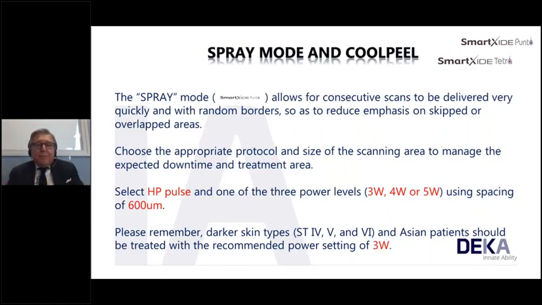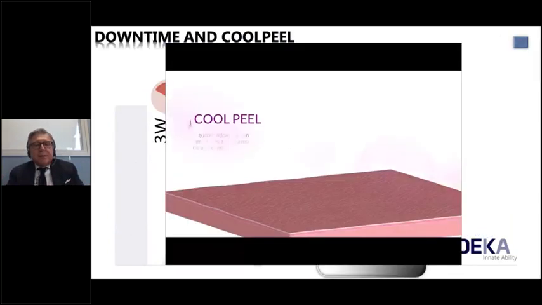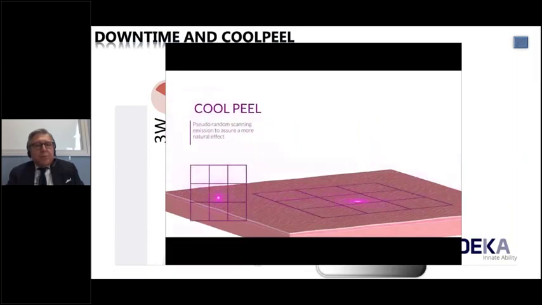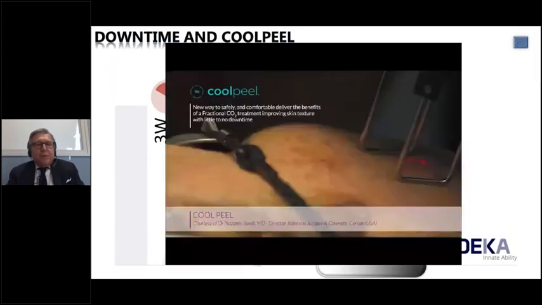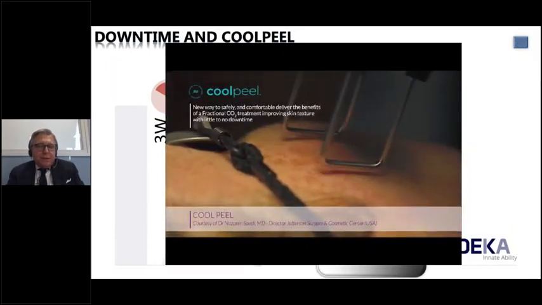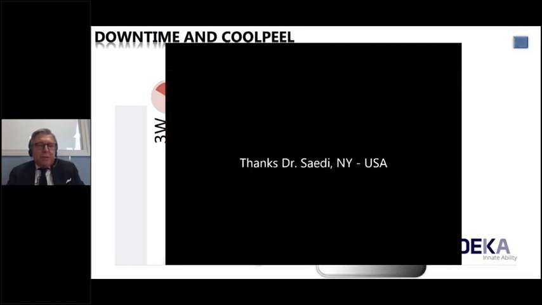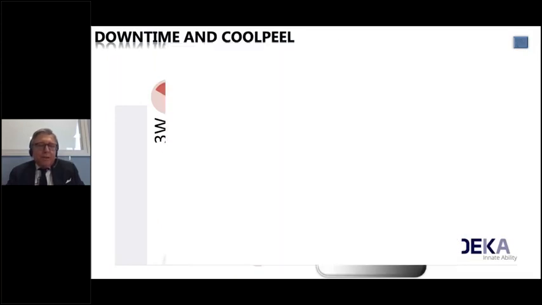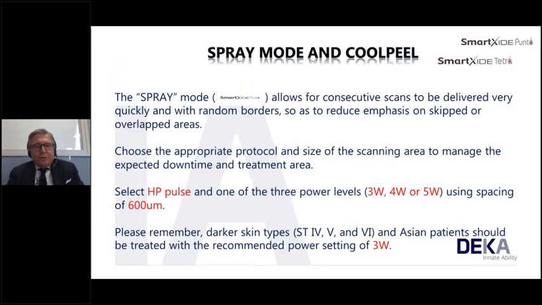We have different levels of intensity, which can be soft or less soft in the usage. You see now the cool peeling. You have a pseudo random scanning, and the cool peel allows us to treat the skin very superficially. We are using HP mode. HP mode is the cold mode, you know, and we use it in particular in the cool peel.